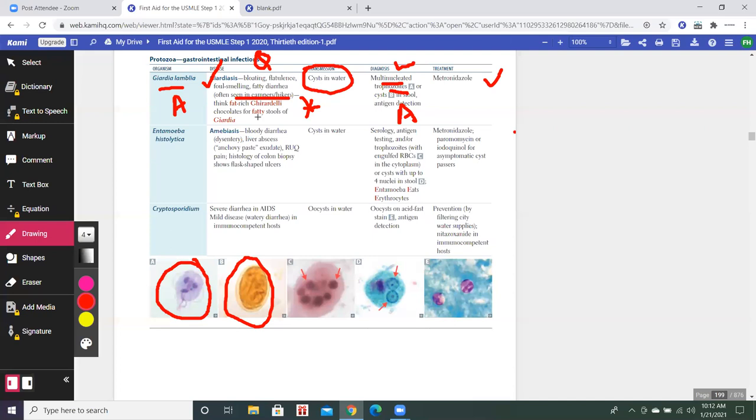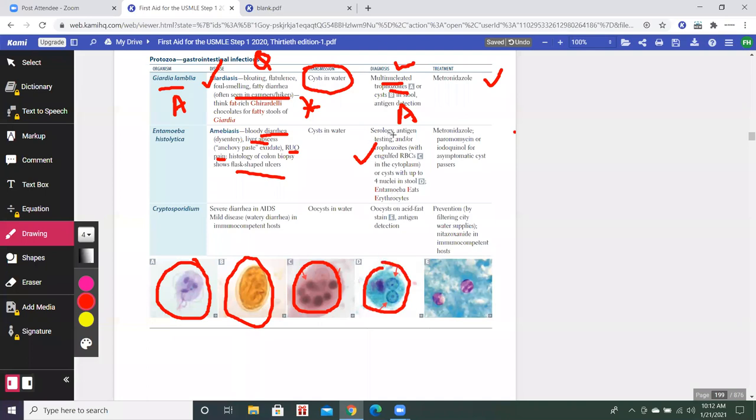Another one is amoebiasis. It is responsible for causing parasitic dysentery, so bloody diarrhea, liver abscess, right upper quadrant pain. We talked about this. If we do a histology of the colon biopsy, we can see flask-shaped ulcers. When you do the microscopy, there are basically two things that you can see. Number one is trophozoites with engulfed RBCs, like this one. Or you can see cysts with 2 to 4 nuclei, like this one here.